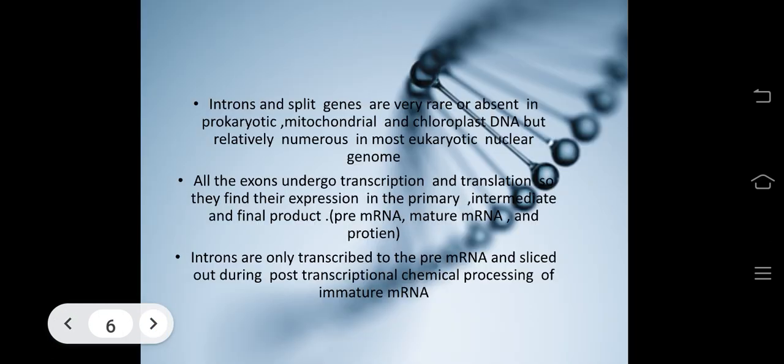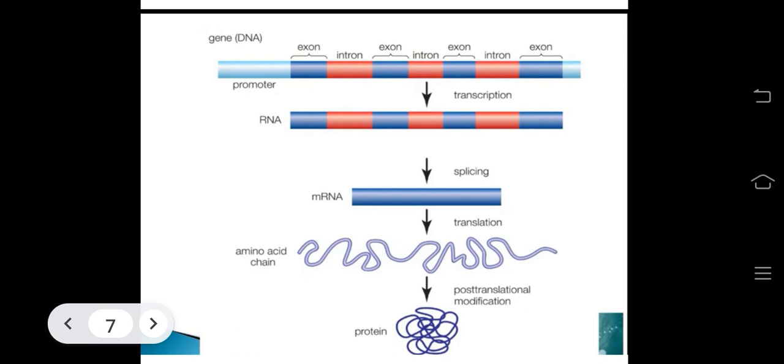Introns and split genes are very rare or absent in prokaryotic, mitochondrial and chloroplast DNA, but relatively numerous in most eukaryotic nuclear genomes. All the exons undergo transcription and translation, so they find their expression in the primary interrupted gene and the final products, pre-mRNA, mature mRNA, and protein. Introns are only transcribed to the pre-mRNA and spliced out during post-transcriptional processing of immature mRNA. Gene, exon, intron like that. Promoter is also there. So transcription, RNA, splicing, mRNA, amino acid chain, post-translational modification, later protein.